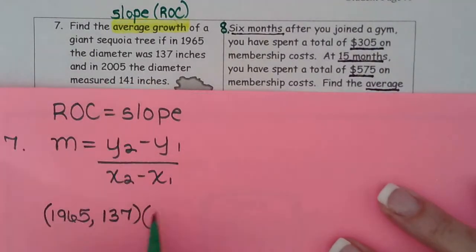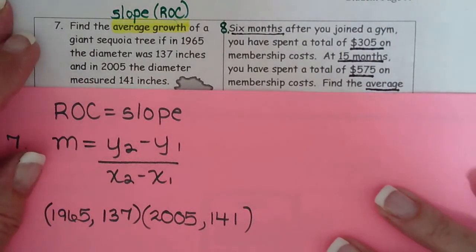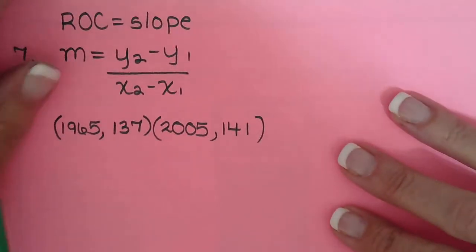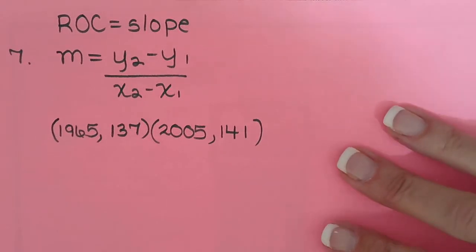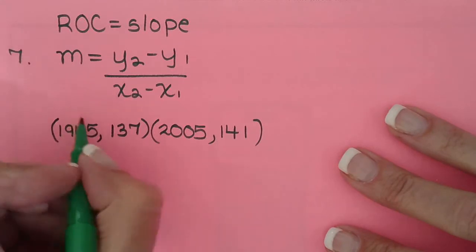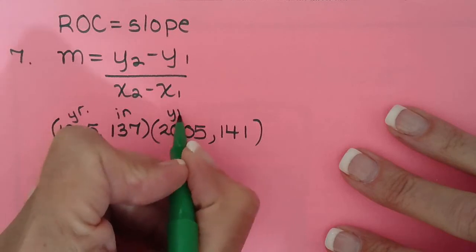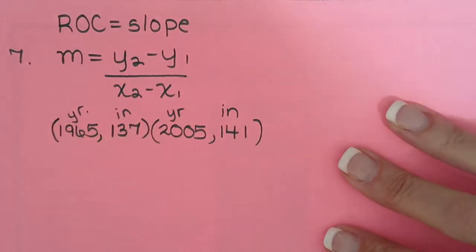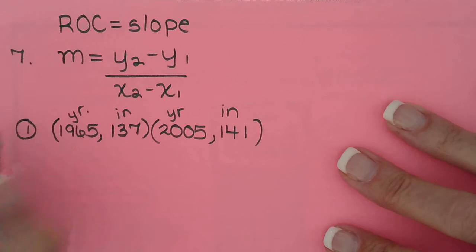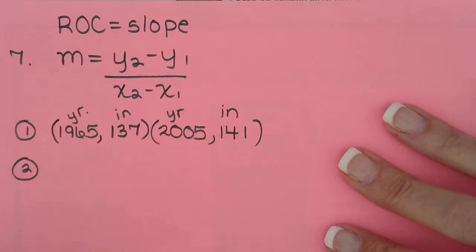So next, our time is 2005 and 141. And it's a really good idea, because I'm going to have you write a sentence about these, to make sure that you label this. So this is years and this is inches. So I'm going to have you do 5 things with these. So first, I want you to write your ordered pair. Second, we need to do what the problem asks, find the rate of change.